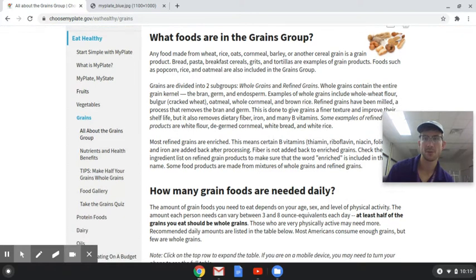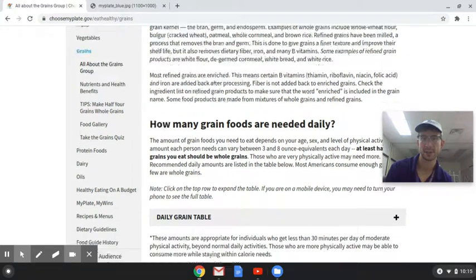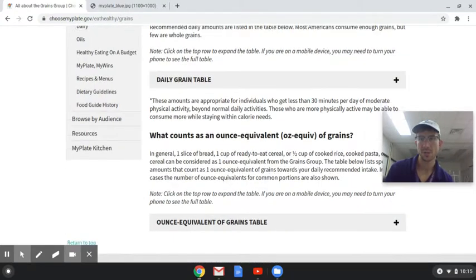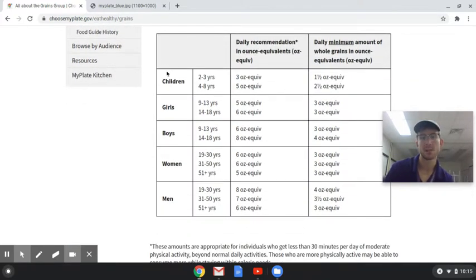Now, for grains, you can have whole grains, which is your whole grain bread, or you can have refined grains, which are white bread. And we'll kind of talk more about that in class. You need the most amount of grains in your diet. Here are the daily grain tables. It talks about how children, they need a little bit less grains compared to adults.